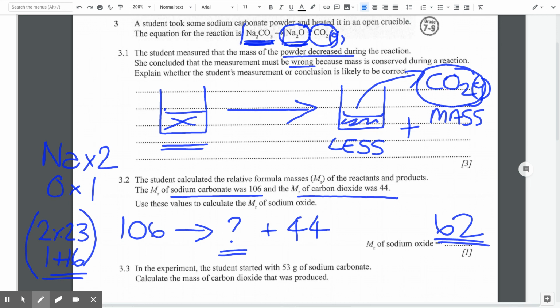When the equation is 1 to 1 to 1, we can do a simple addition of the molecular masses. It's not always that simple. In more complex equations, we can't do that methodology, but in simple situations like this, we can just do a relatively simple mathematical subtraction or addition.